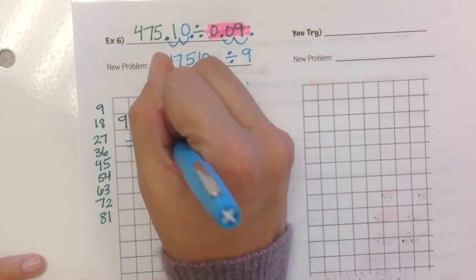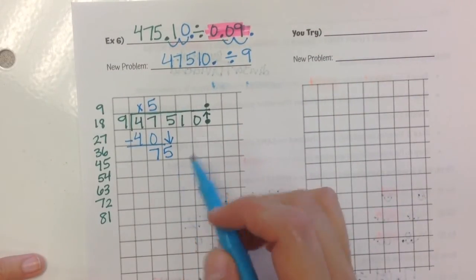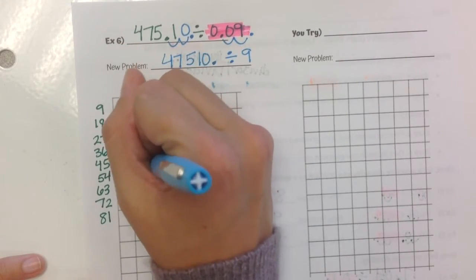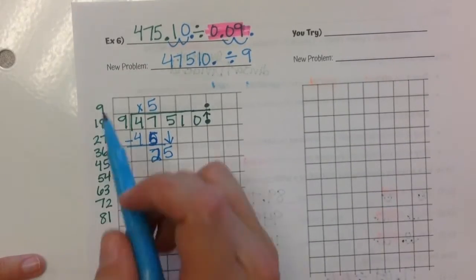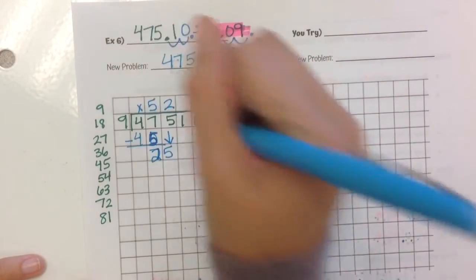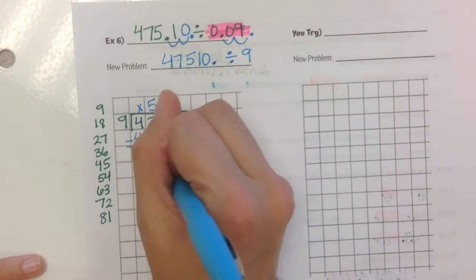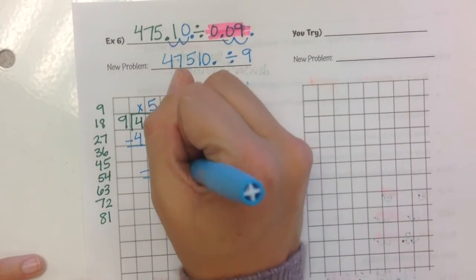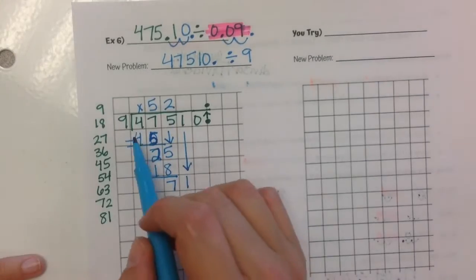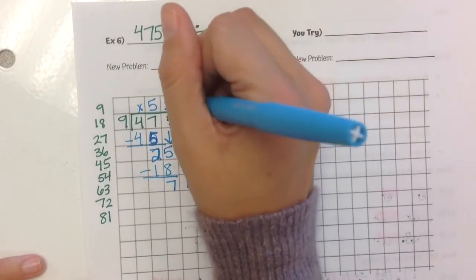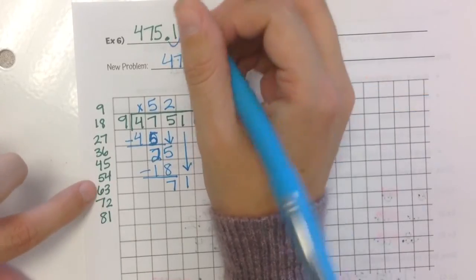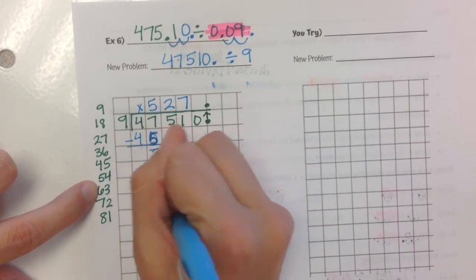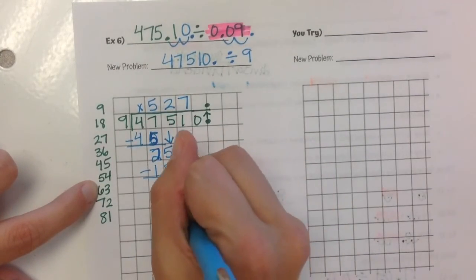Bring down the 5. 9 goes into 25 two times. 9 times 2 is 18. 25 minus 18 is 7. Bring down the 1. 9 goes into 71 seven times, not quite 8. 9 times 7 is 63. Subtract. 71 minus 63 is 8.